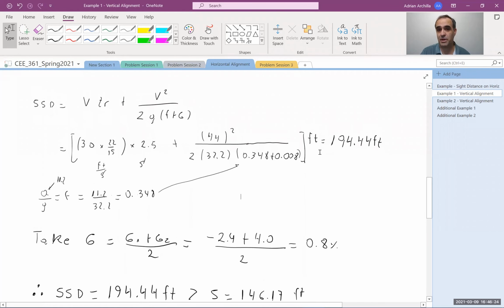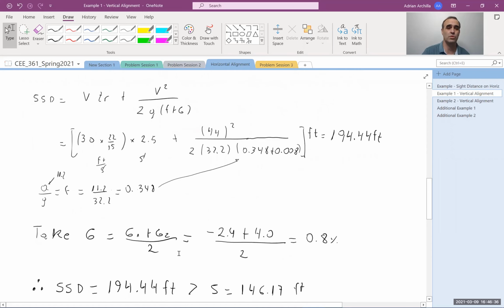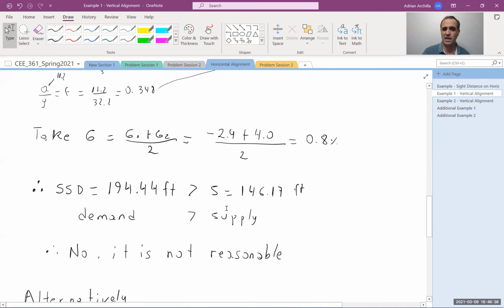So what? That's the value I need to stop the vehicle, but this is what the curve provides. So this is the demand for sight distance, and this is the supply for sight distance. With these two values, you can already answer the question. I think I went too fast over this the other day. Whenever you see that you have more demand than the supply of something, then the supply is inadequate.